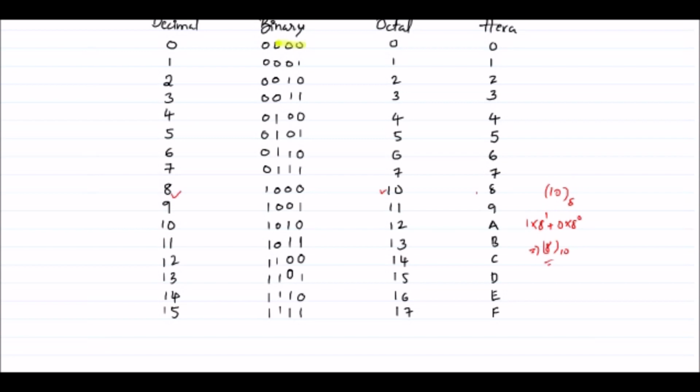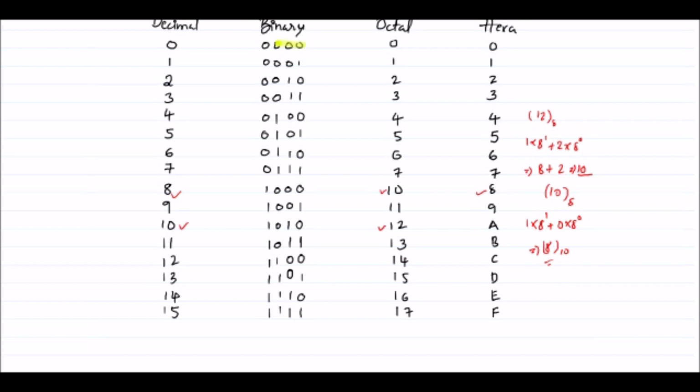In the same way, the hexadecimal value will be the same, 8. But if you see decimal value 10, in octal it is 12 base 8. So 1 into 8 power 1 plus 2 into 8 power 0, which is nothing but 8 plus 2, which is equal to 10. So decimal value 10, in octal it is 12, in hexadecimal it is A.